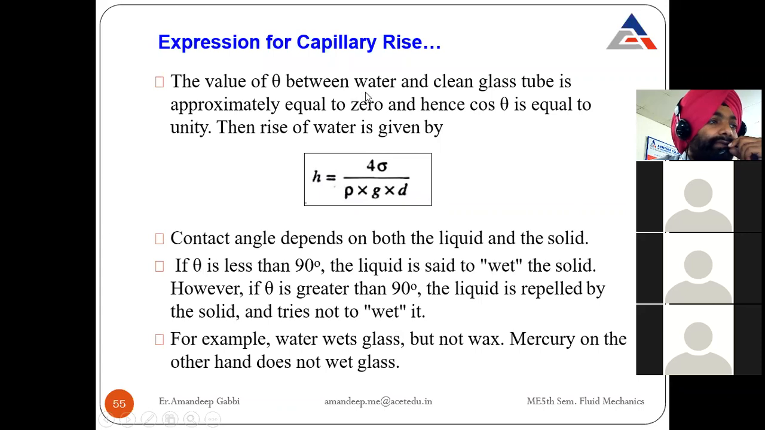The value of theta between water and a clean glass tube is approximately equal to 0. Hence cos theta is equal to unity. Then the rise of water is given by this: if theta is equal to 0, then h becomes 4 sigma by rho g d. This is not the actual condition. Actually, there is some angle also. Now, contact angle depends on both the liquid and the solid.